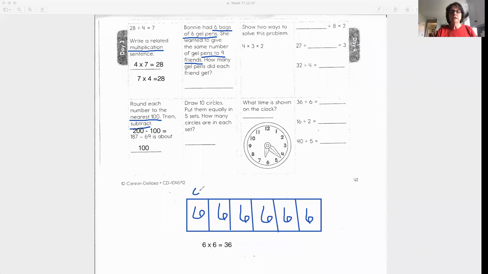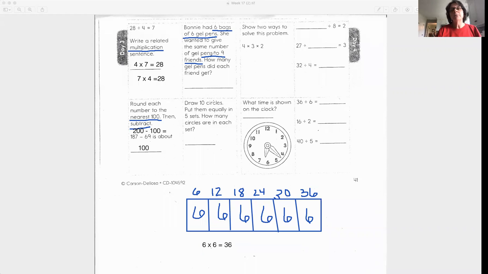So you could go 6, 12, 18, and some of you are really good about doing this, 24, 30, 36. Okay, now that's not my answer yet. That only tells me how many gel pens she has. She has 6 packs with 6 in each, so that's 36 gel pens.